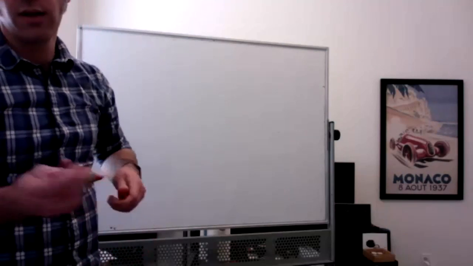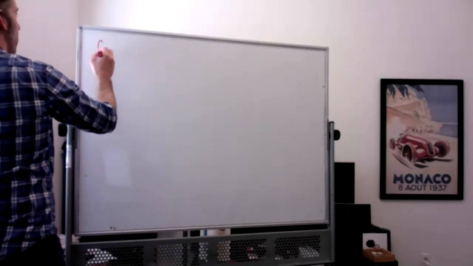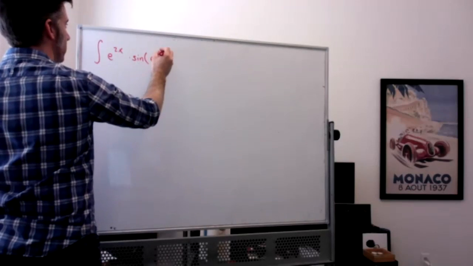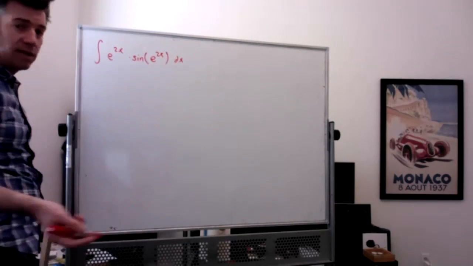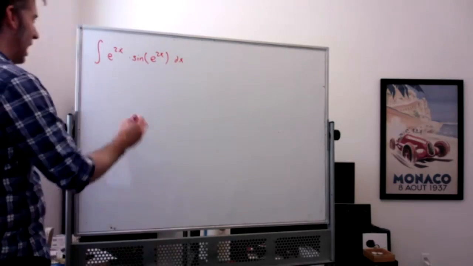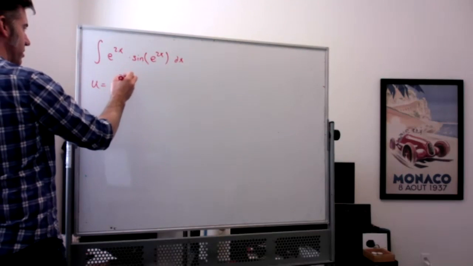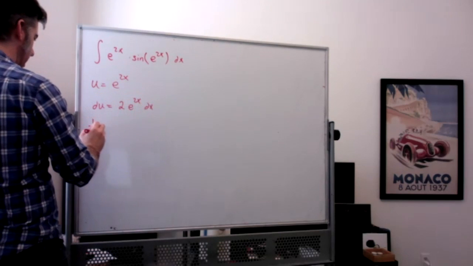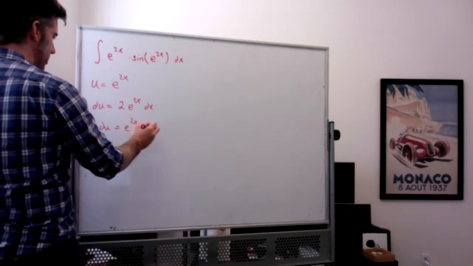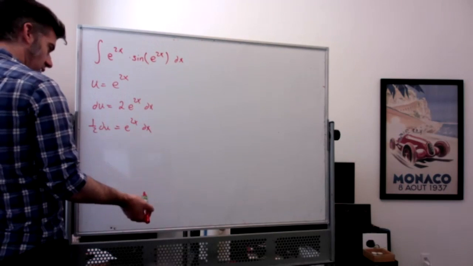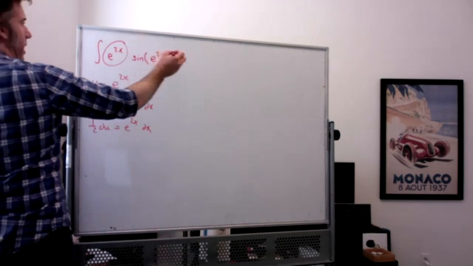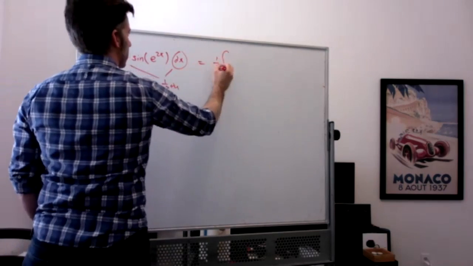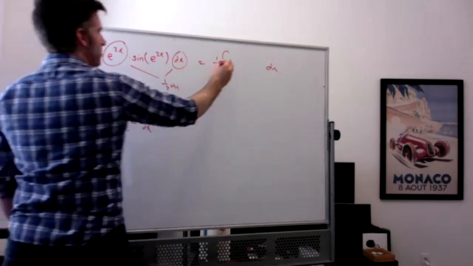Let's say I wanted to do the integral of e to the 2x times sine of e to the 2x dx. Well, unlike the previous problem, this is much less terrible. I'm going to do a U-substitution. U is going to be e to the 2x. My du is going to be 2e to the 2x dx. So 1/2 du is going to be e to the 2x dx. And then we're going to be good to go. Here's my 1/2 du, and sine of u.